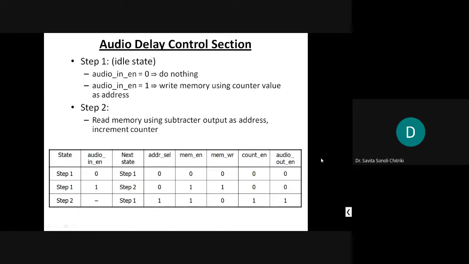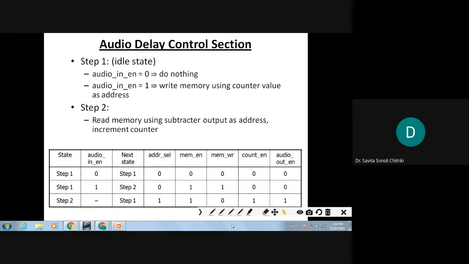Now we will go to the control section. So how is it being done? Control section, see there. Step 1 is taken as the idle state. When audio in enable is 0, we are not doing anything. When audio in enable is 1, what should happen? All of you tell me.